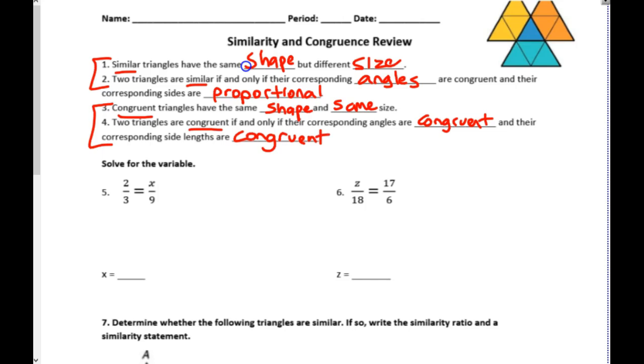Alright? So, 5 and 6. If we have two fractions that are equal to each other, two proportions, we're just going to cross multiply and divide as usual. 2 times 9 is 18. 3 times x is 3x. Divide by 3. 18 divided by 3 is 6.